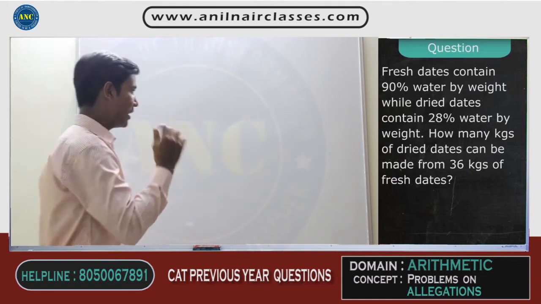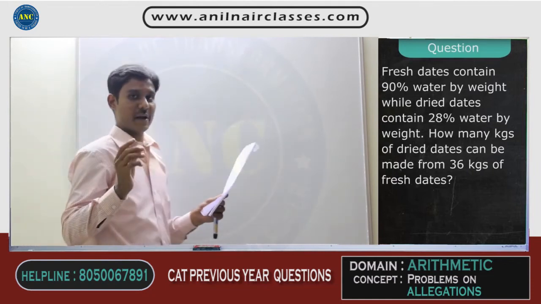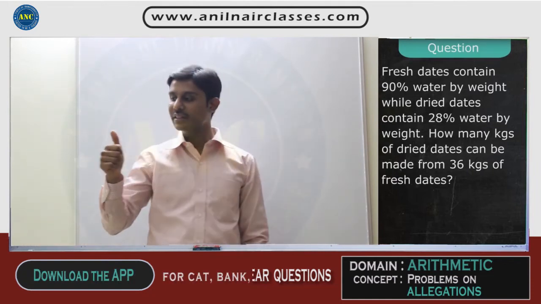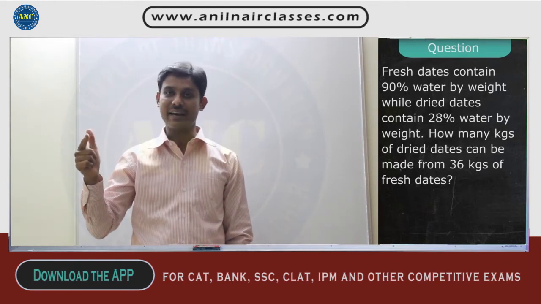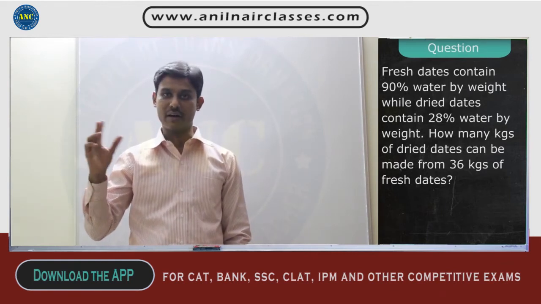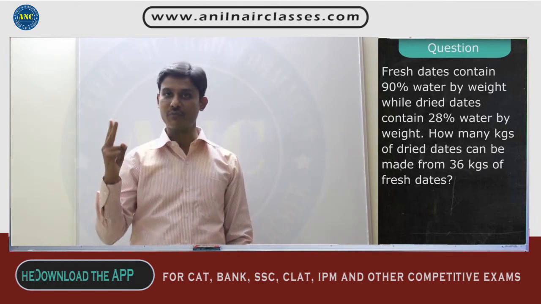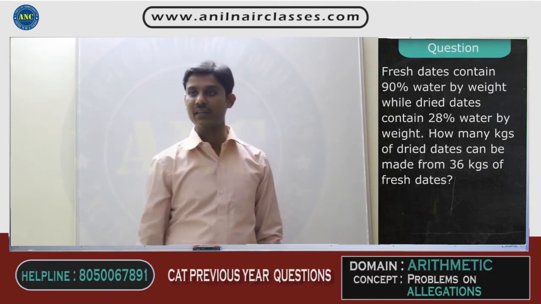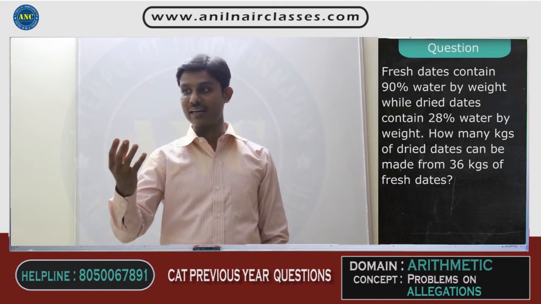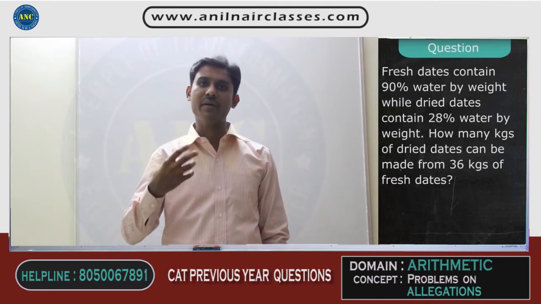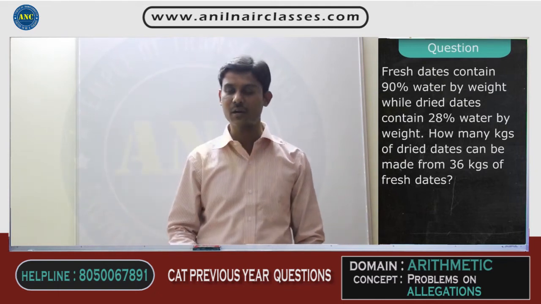Now see here, think logically. There are three parameters in this question. One is the fresh dates, the second one is the dry dates, and the third one is the water. Now, you need to think in such a way that which two parameters, if I combine, I will get the resultant as the third parameter.